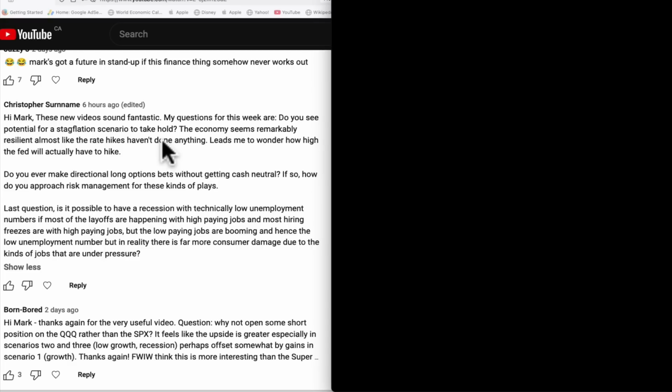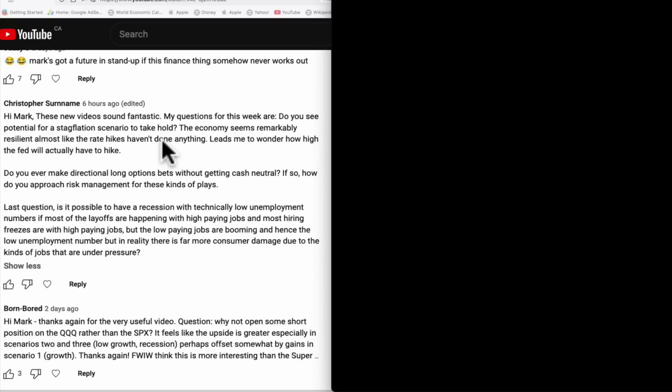Do you ever make directional long option bets without getting cash neutral? If so, how do you approach risk management with these plays? Like just buy calls or buy puts? Yeah, I've done that. Without getting cash neutral?